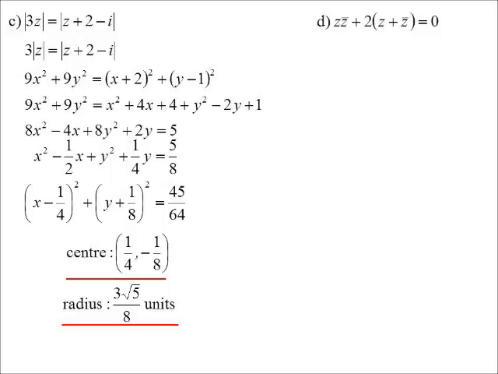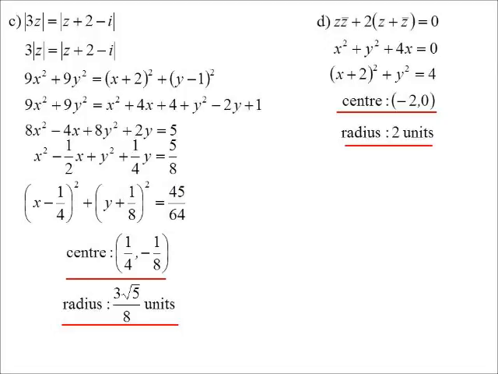Oh, one of those ones in conjugate form. Z times z conjugate plus 2 lots of z plus z conjugate. Well, hang on, z times z conjugate is x squared plus y squared. Z plus z conjugate is 2x, twice the real part. And so again, yet another circle. Complete the square, and there we are: centre minus 2, 0, radius 2.